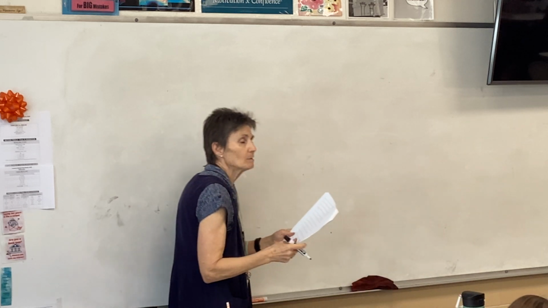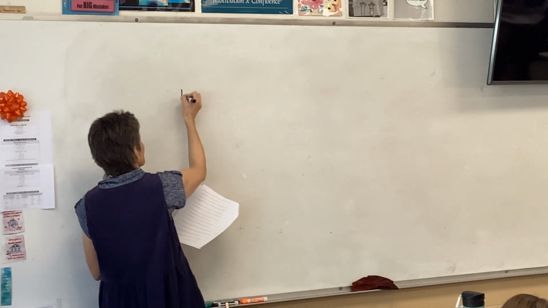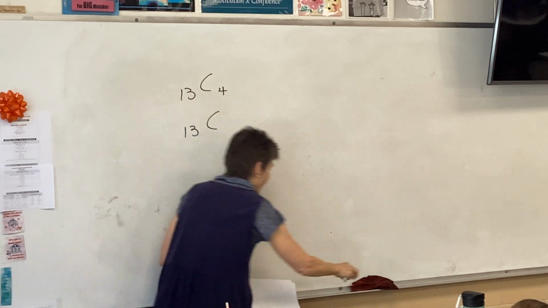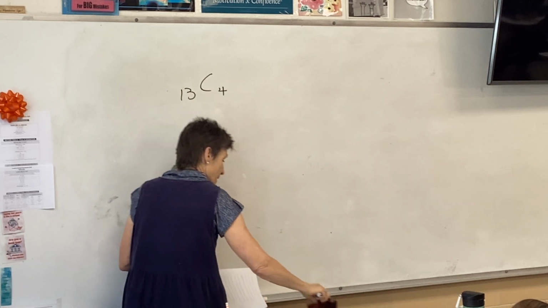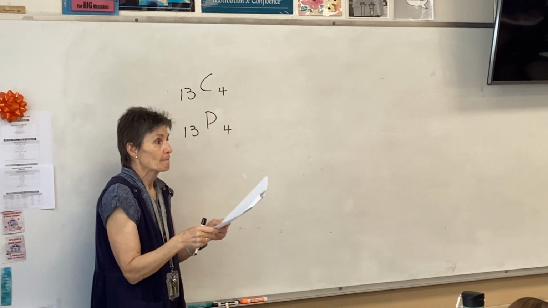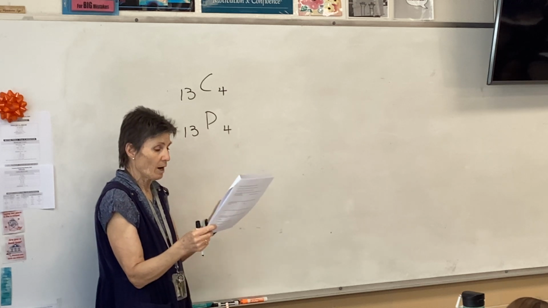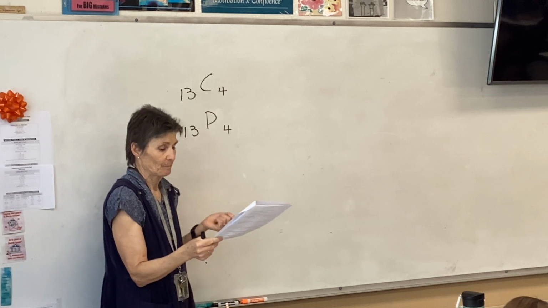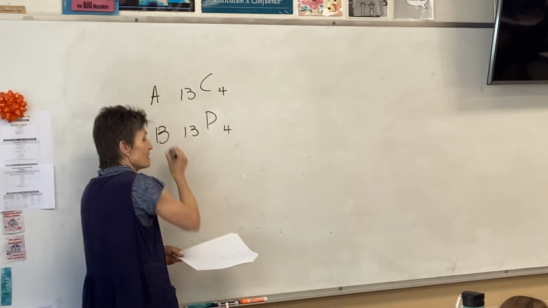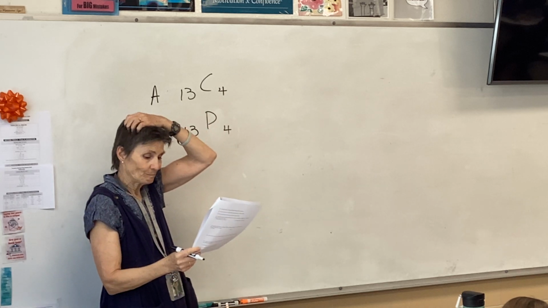I hope you figured out that one of these is going to be a 13C4 and one is going to be a 13P4, because we have 13 people and we're picking 4 of them. I think I got it. So which one is which? A is the C, B is the P. Does everybody understand that? Yup.